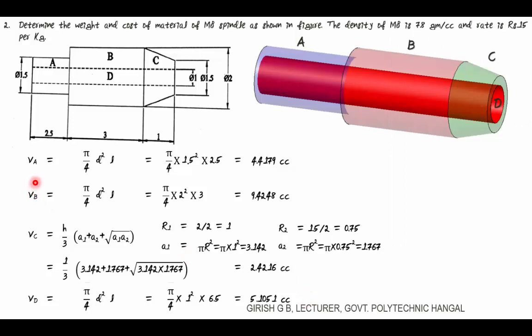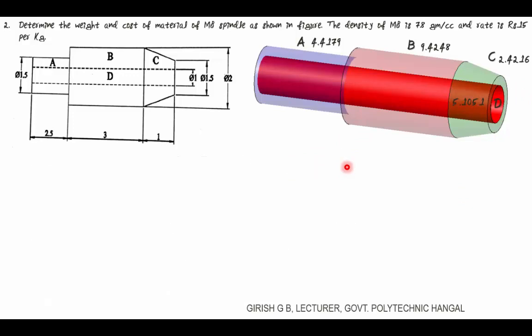Hence, we obtained the volume of part A as 4.4179, volume of part B as 9.4248, volume of part C as 2.4216, volume of part D as 5.1051. Next step is to determine the total volume, which is the sum of volume of A plus volume of B plus volume of C minus volume of D. Substituting the values.